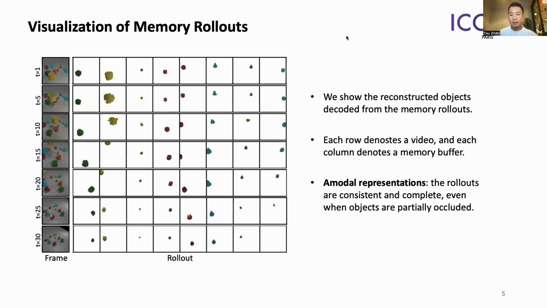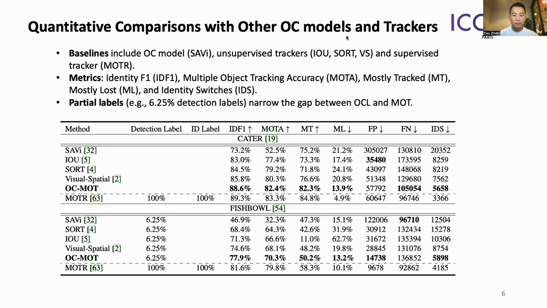To better understand how we can handle occlusions, we visualize the memory rollouts here, which are used for association. We decode them into object reconstructions for visualization. The memory starts to roll out after the first frame. We observe that the memory can predict a complete object even when it has been partially occluded. So that's why we say it is a good representation.